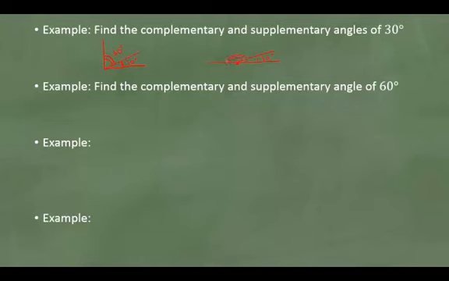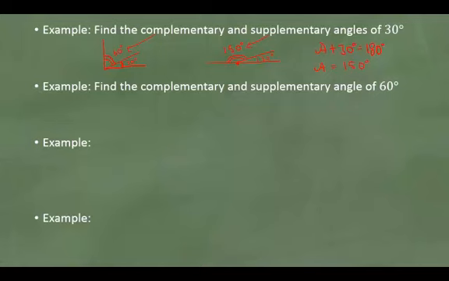Or we can do it algebraically. We can say, well, A plus 30 degrees is equal to 180. And I can subtract 30. And that would tell you that this angle has to be 150 degrees. So a complementary angle would be 60. A supplementary angle would be 150. And you could do it algebraically or geometrically.